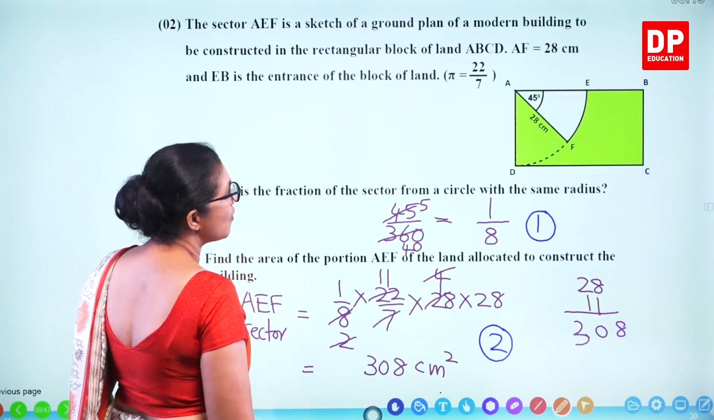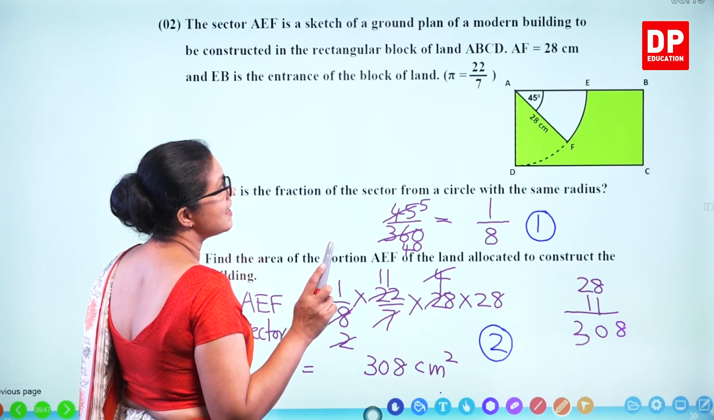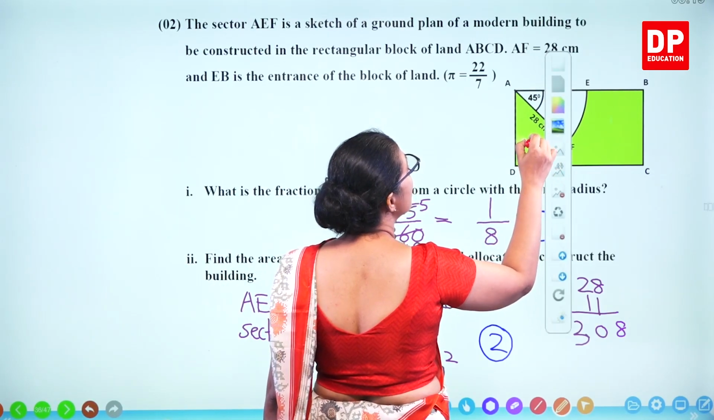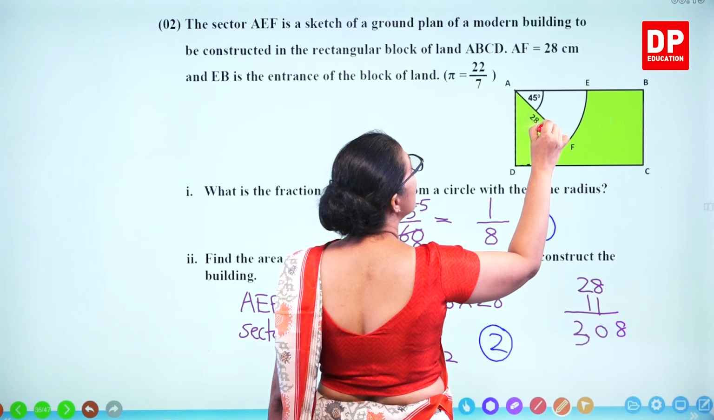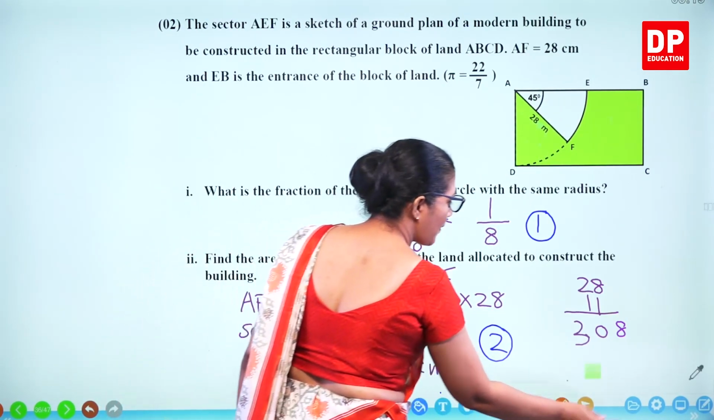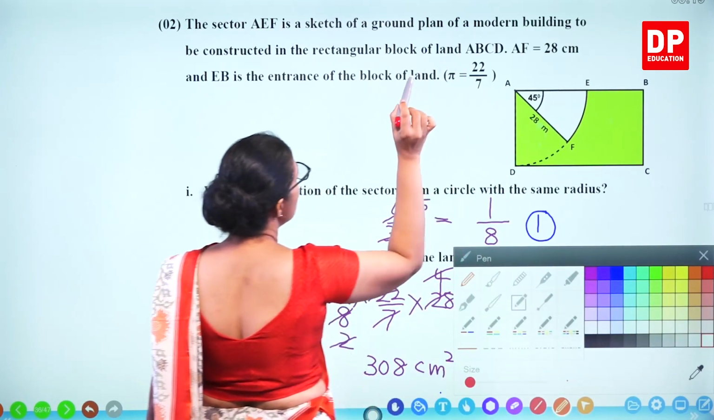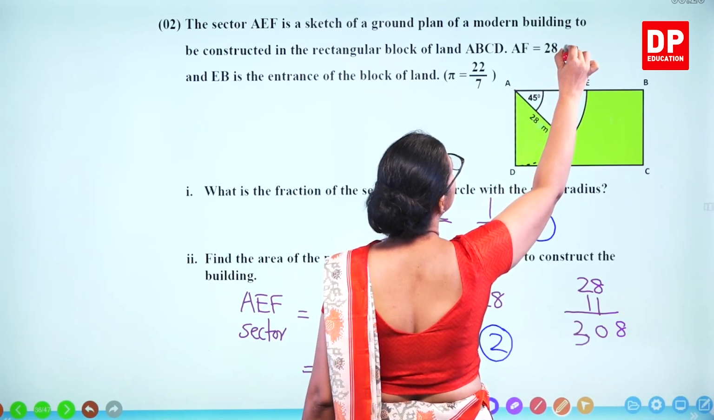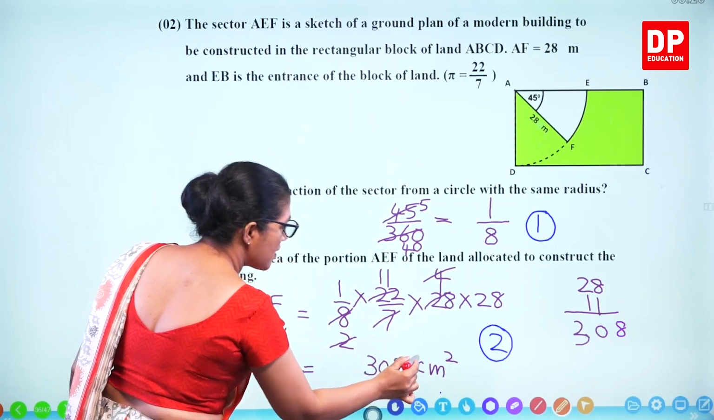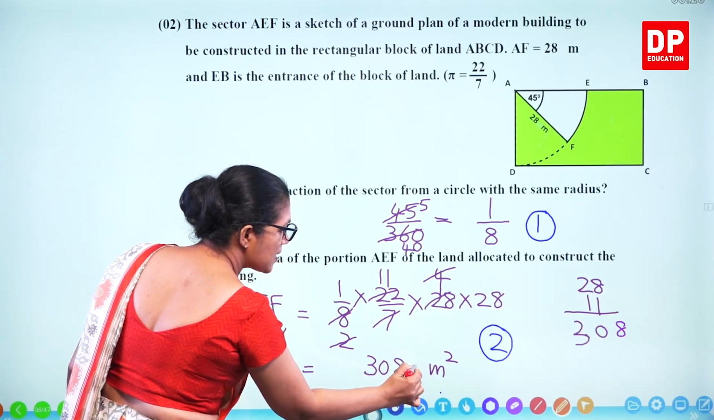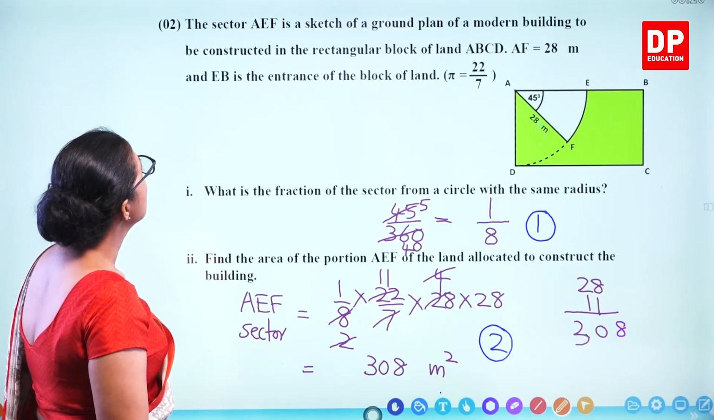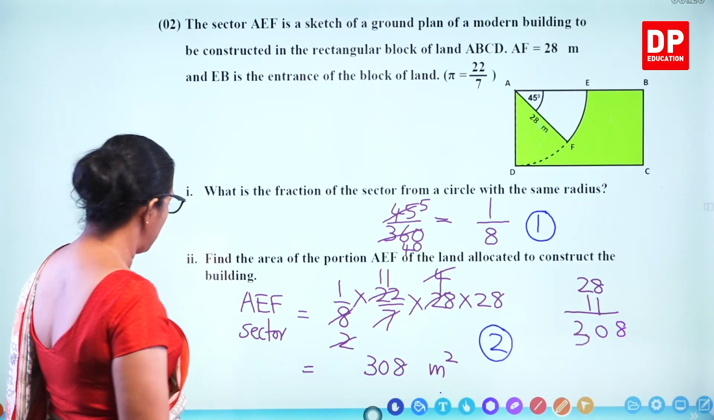So we'll check that. All these should be meters because this is a land. So we can put 28 meters there, and all these values I'll change to meters. 28 meters, and this one, my answer is also in meters. So everything in meters. Now it's all right.